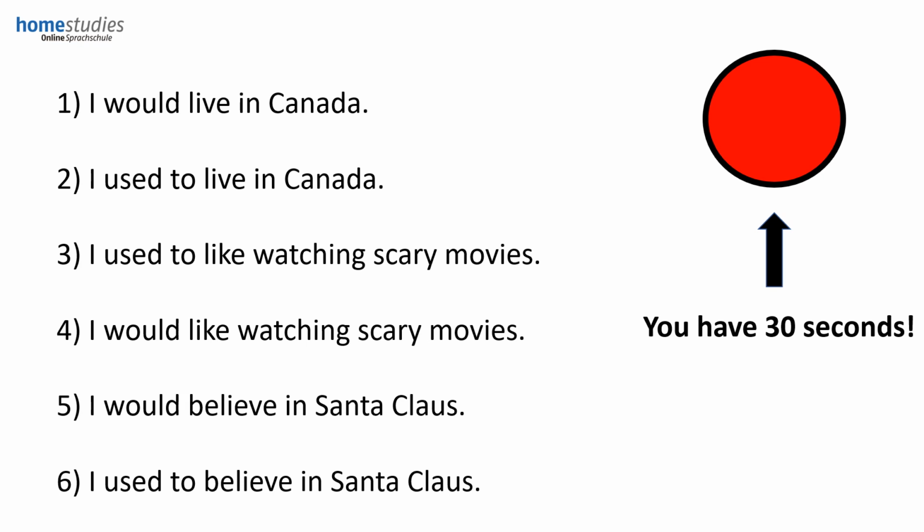Okay, time's up. Let's check them, shall we? So number 1, I would live in Canada. Incorrect. Number 2, I used to live in Canada. Correct. Number 3, I used to like watching scary movies. Correct. Number 4, I would like watching scary movies. Incorrect. 5, I would believe in Santa Claus. Incorrect. And 6, I used to believe in Santa Claus. Correct. Remember, if we're using would, we can't use them with stative verbs.